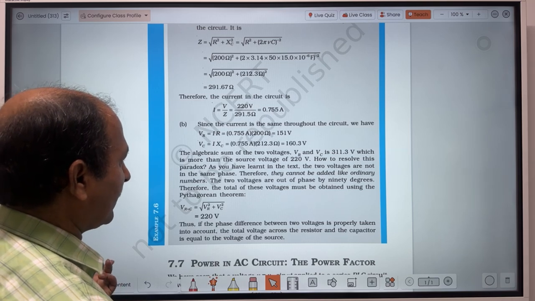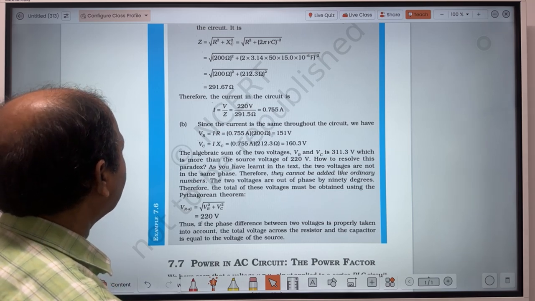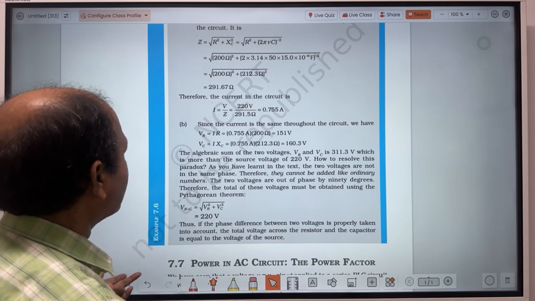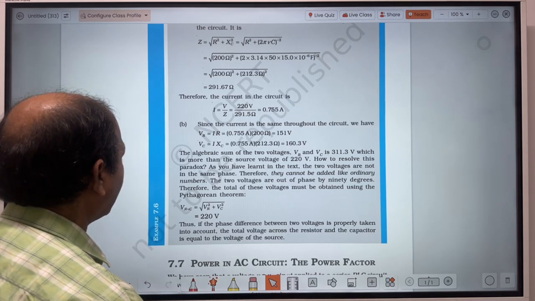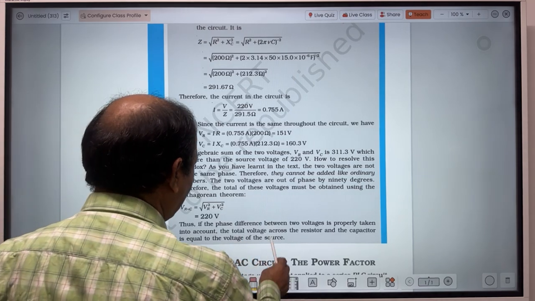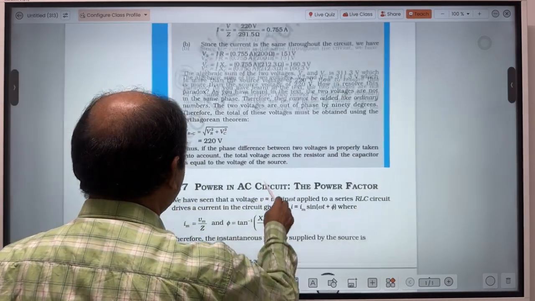So this is the phase difference that makes the difference, right? Had they been in the same phase, then a rule would have been violated, but that is not the case, right? Now let's proceed.